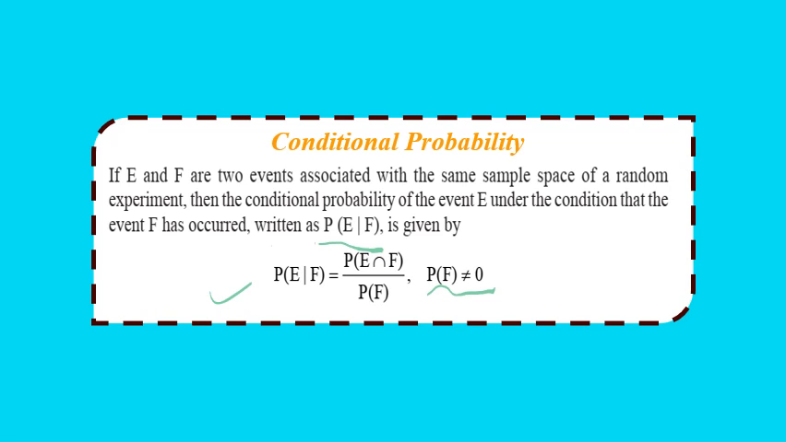Now coming to the meaning. Suppose we have to find the probability of an event, provided that some event F has already occurred. Under that condition we are going to find the probability of some other event E. Then it is said to be the conditional probability of E over F. Clear? So pause and note down the definition.